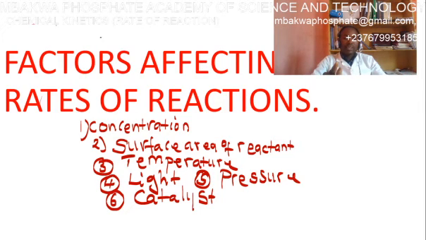Just click the subscribe button, click the like button, and then go to the next video, which is titled Factors Affecting Rate of Chemical Reactions. In that video, we will take each factor one after the other with an example of an equation, and we are going to discuss how the factor will affect the rate of a chemical reaction.